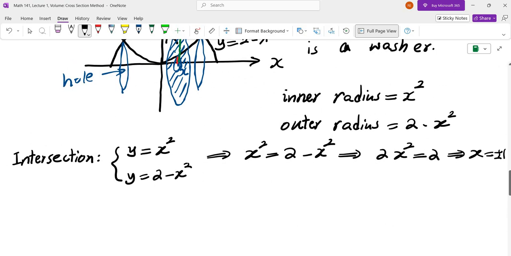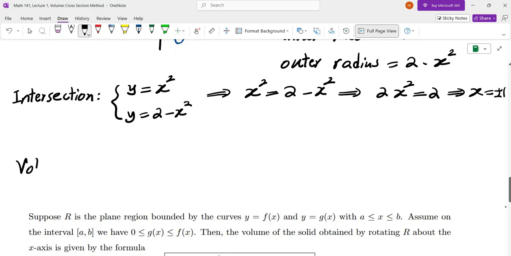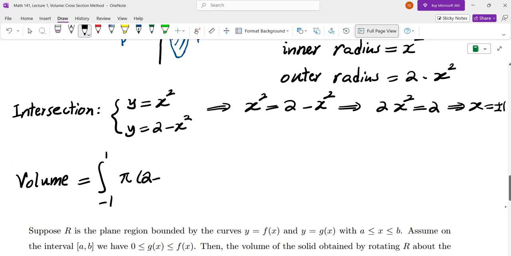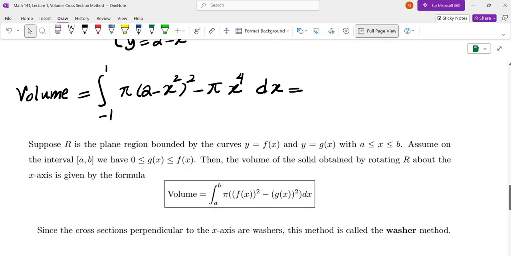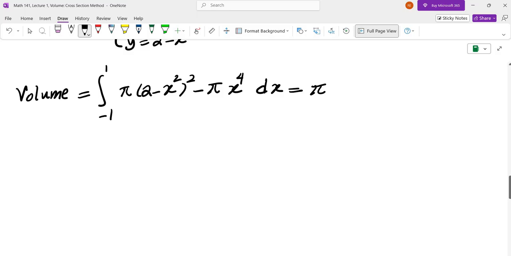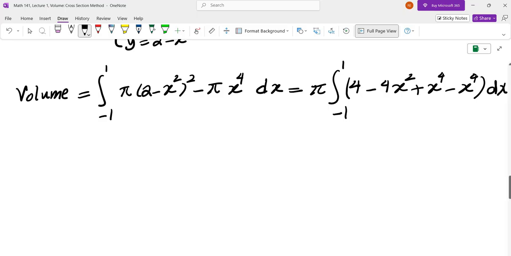Now that we have the intersection, we can set up the volume. So the volume becomes the integral from -1 to 1 pi outer radius squared, 2 minus x squared. That's the area of the larger disk minus pi x to the power of 4, x squared, dx. And then we're going to go ahead and evaluate the integral. Let's first, for simplicity, factor pi. We get integral from -1 to 1, and then square that. We get 4 minus 4x squared plus x to the fourth minus x to the fourth, all of that dx.